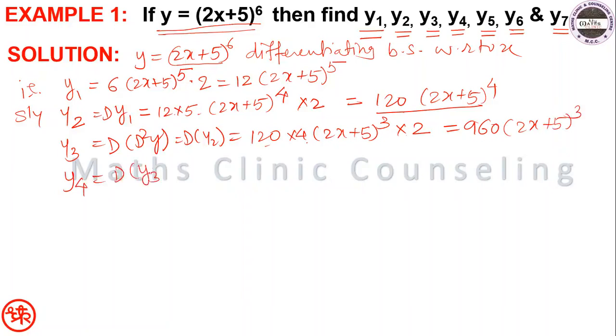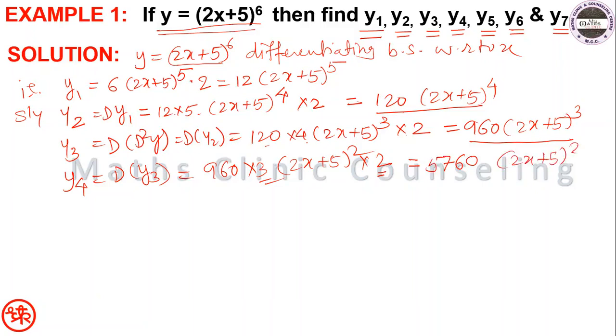d of y3. Okay, is that clear? So that is d of y3, this is y3. So how much will it come? 960 into 3 into 2x plus 5 raised to the power 2 into 2. So it is equal to, how much will this come? 3 into 2, 6. 6 into 0, 0. 6 6s are 36, 3 carry. 6 9s are 54 plus 3, that is 57 into 2x plus 5 raised to the power 2.